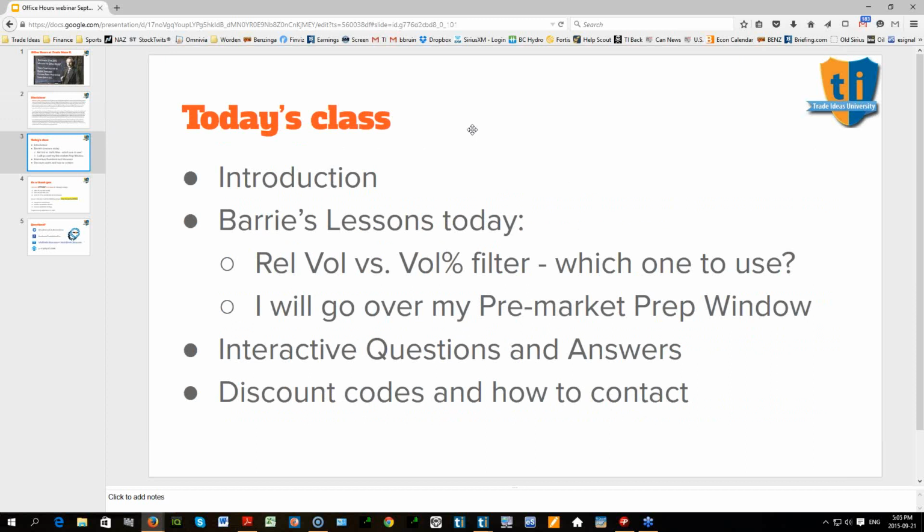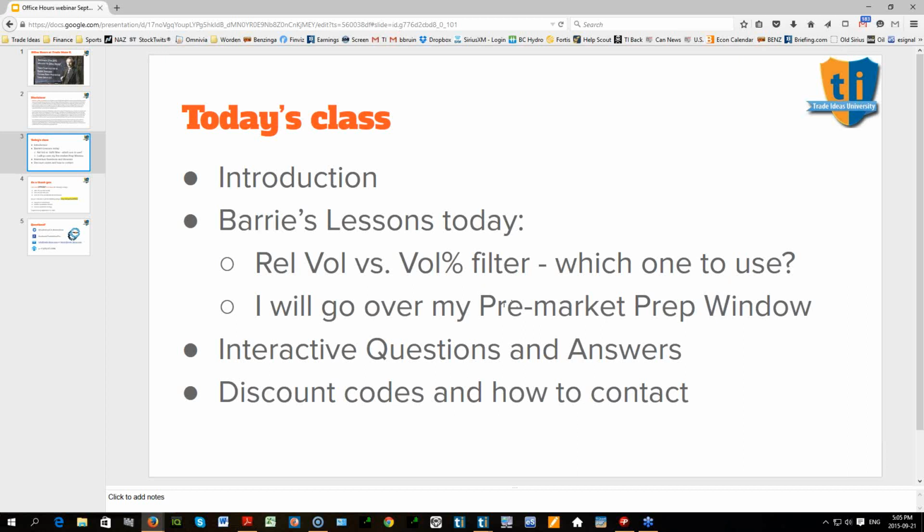Okay, so what I'm going to do today is geared a little bit to the newer user, but I do think there will be enough in here for even those who have had the program for a little bit of time, especially with this volume percent filter and the way I use it in the pre-market. I'm going to go over the relative volume filter versus the volume percent filter. Which one should you use and when should you use it?